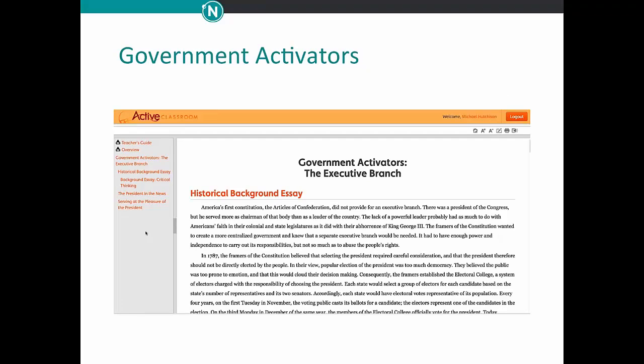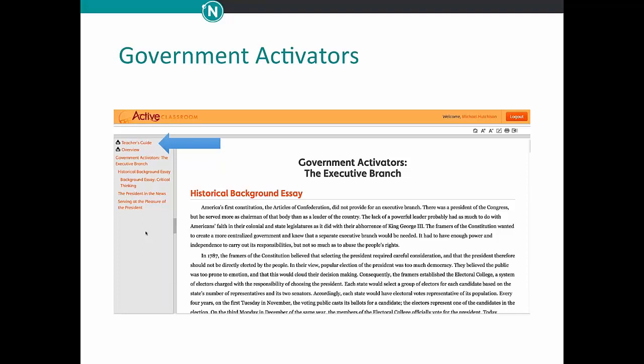So let's shift gears from American history and world history, and let's talk a little bit about government activators. With government activators, and I selected just one, the executive branch, like many other things that I've spoken with you about this afternoon, there's a comprehensive teacher's guide. I always copy the teacher's guide and have it in advance, mainly so I have a copy, I can read it at my leisure, and I don't have to be in front of a computer screen.